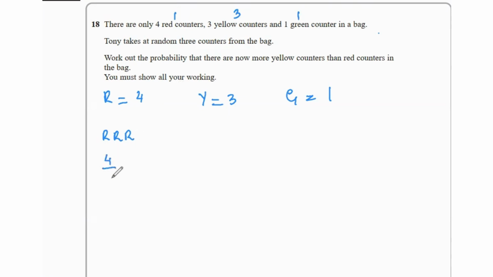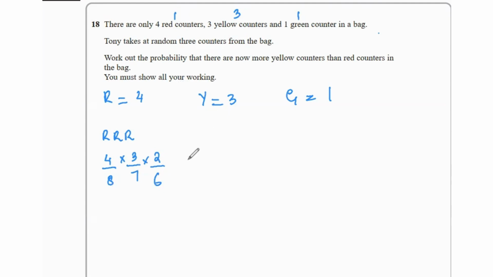So that's 4 over 8 times 3 over 7 times 2 over 6. This is the probability for all red counters. Now, the reason why it's 4 over 8 times 3 over 7 times 2 over 6 is because he's not replacing the counters.